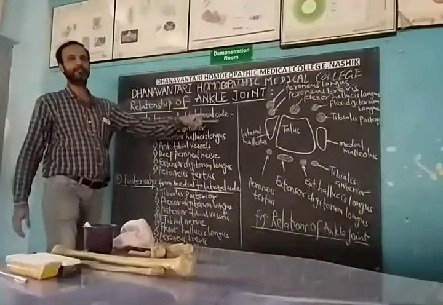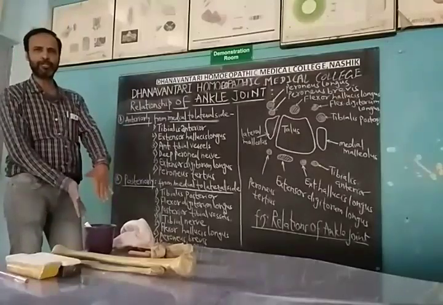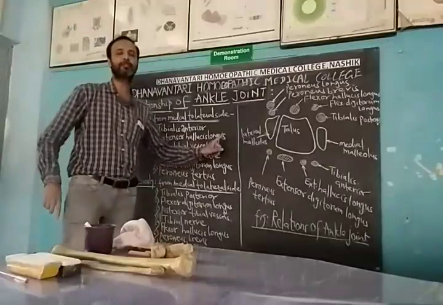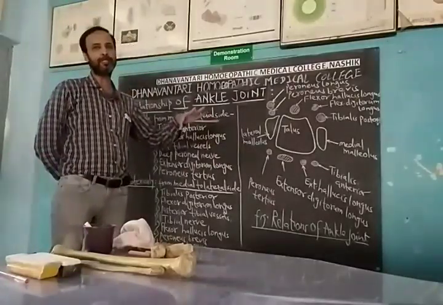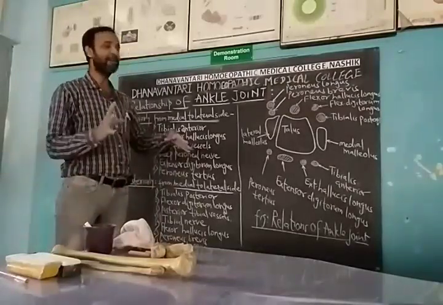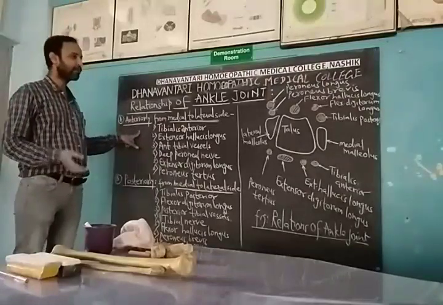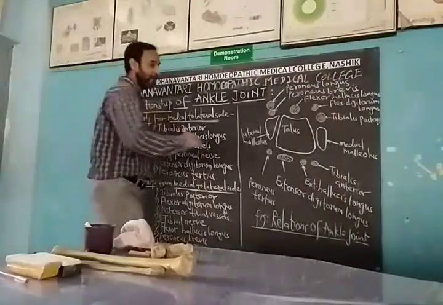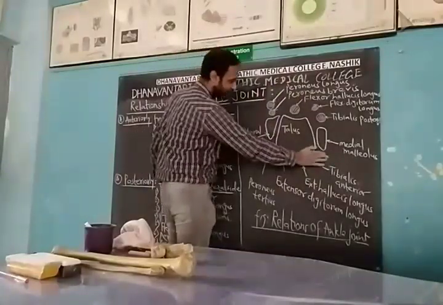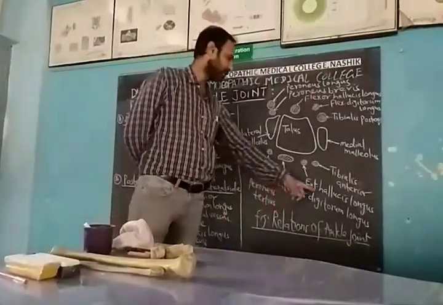Next part we are learning is the relationship of the ankle joint. The relationship is very simple, the anterior and posterior relations. As we already discussed in an earlier part of this topic, four tendons are present anteriorly, which give stability, and five tendons posteriorly. So now we will make a list of that. Anteriorly, from median to lateral, this is the anterior aspect and this is the posterior. From median to lateral, there are four tendons and the vessels and nerves.